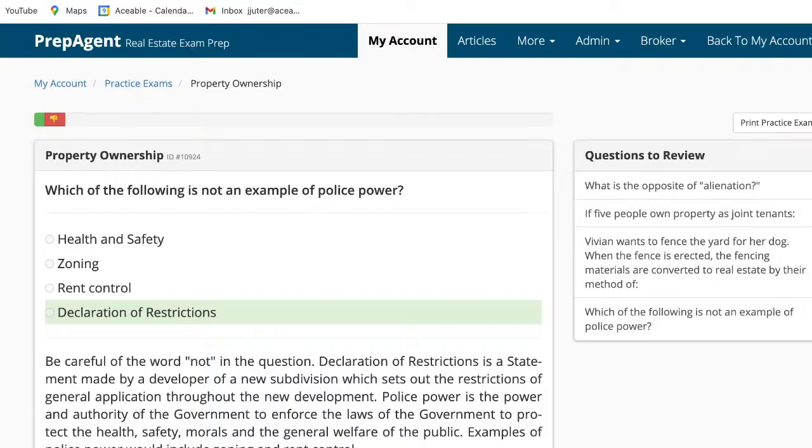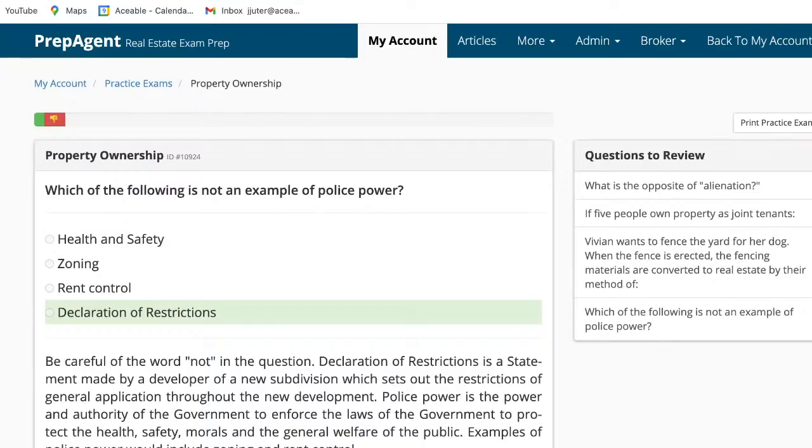PETE stands for police power, eminent domain, taxation, and escheat. Police power, eminent domain, taxation, and escheat. Okay? These are the government powers.